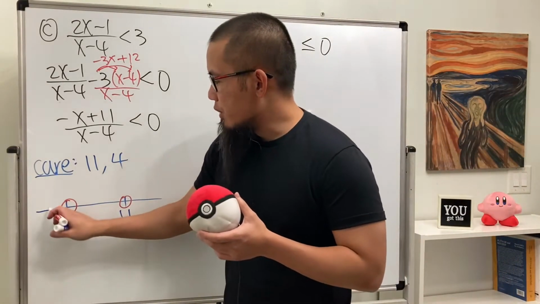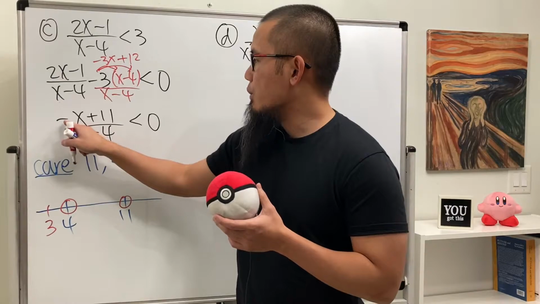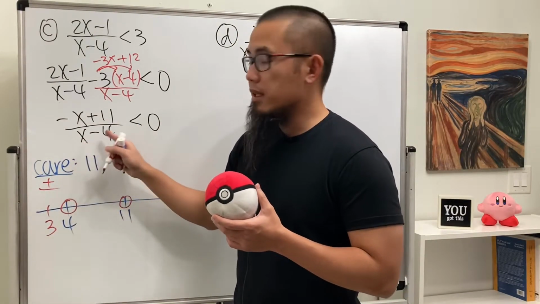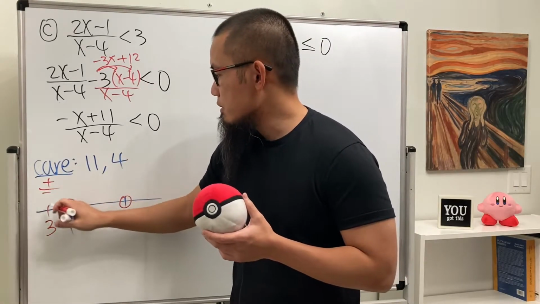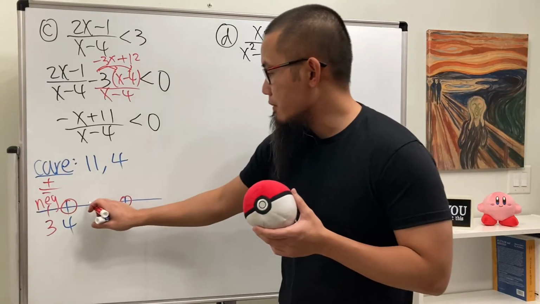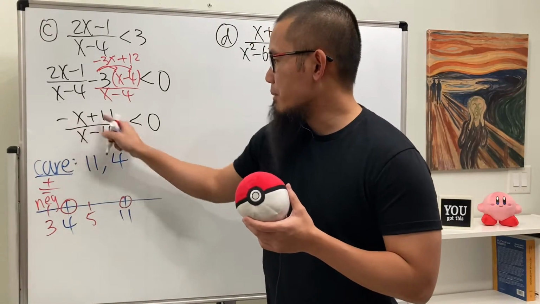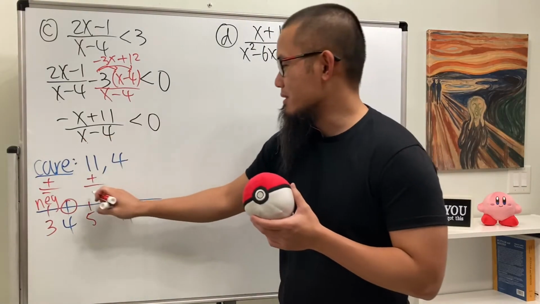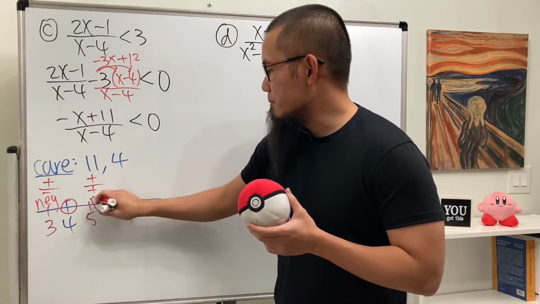Pick a number less than 4, let's say 3. Put it back here, we get negative 3 plus 11, which is positive. And then put 3 in here, 3 minus 4 is negative. So all in all here is negative. And then pick a number between here and here, let's say 5. Put it here, we get negative 5 plus 11 is positive. And then put 5 in here, 5 minus 4 is positive. So all in all here is positive.